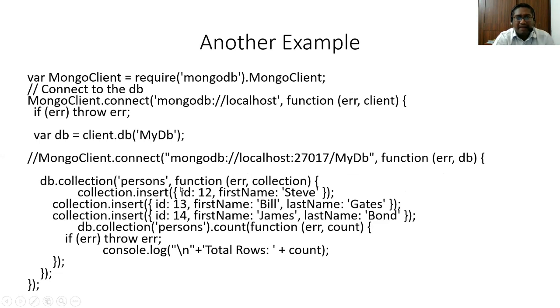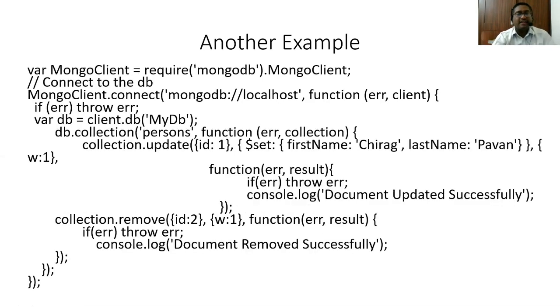db.collection persons, function(error, collection): collection.insert ID, first name, last name, collection.insert. Three pieces of information I inserted here. Now I'm telling db.collection of persons dot count. I'm counting the values and printing the count. If the database has 10 and here 3, the count will be 13. If the database contains 5 and here I'm inserting 3, the count is 8, like that. For that we will be using this.